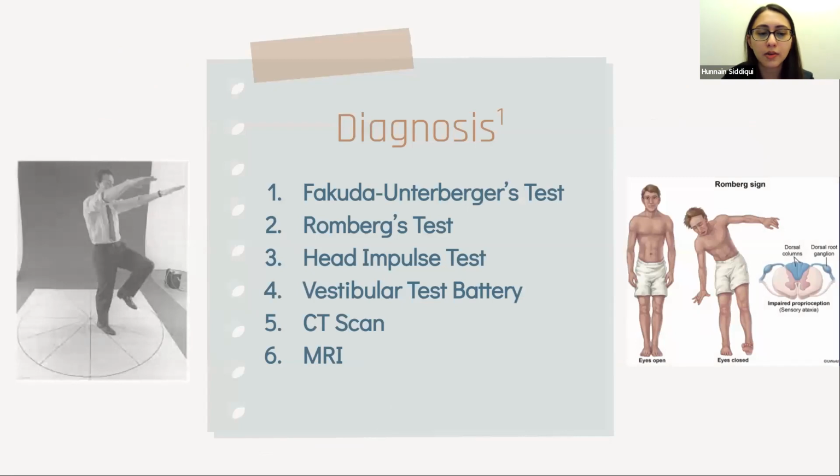And so next I wanted to move on into the diagnosis of vertigo. So there's a few different tests that can occur. We have the first test, which is called the Fukuda-Unterberger's test. Essentially, it's basically where you march in place for 30 seconds with your eyes closed and your hands out. And if you lean toward one side or you rotate, it could indicate that you're having an issue with like your inner ear, resulting in that vertigo.